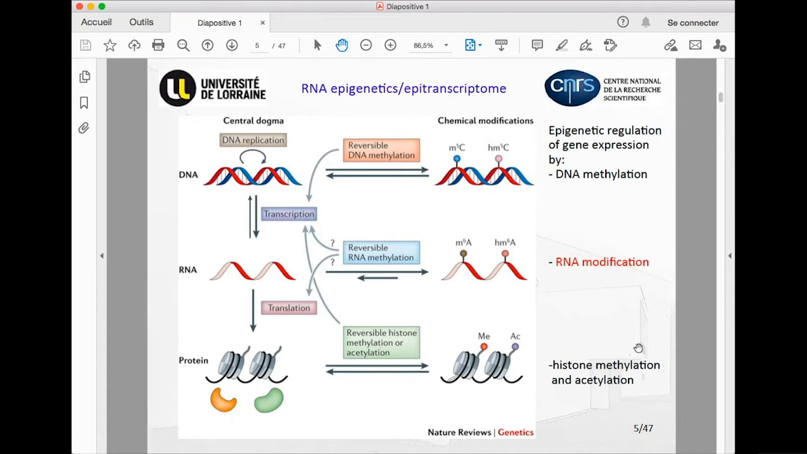So the emerging idea in the epitranscriptomic field is that RNA modification is now a third level of regulation of gene expression, of the same importance as modification of DNA by m5C and other modified residues, and methylation and acetylation of histones. It was shown that RNA modification can be reversible, for some of them at least, and this opened a way, of course, of regulating gene expression at the RNA level.